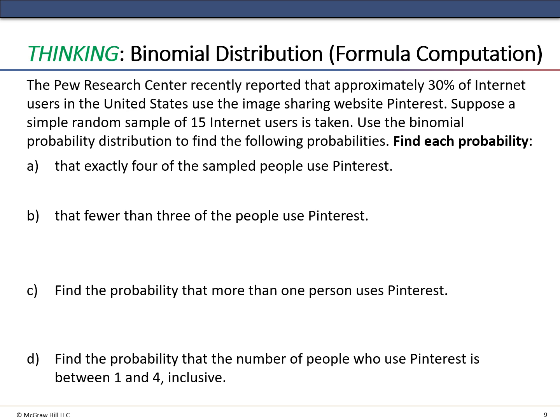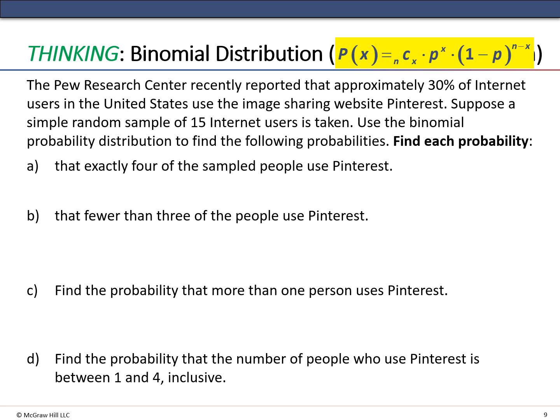Let's try an example. Hit pause and see if you can calculate these. The Pew Research Center recently reported that approximately 30% of internet users in the United States use Pinterest. Suppose a simple random sample of 15 internet users is taken. Use the binomial probability distribution to find the following probabilities. Find each probability. Here's our formula, so you can go ahead and use that, but go ahead and try to hit pause and try to do these problems.